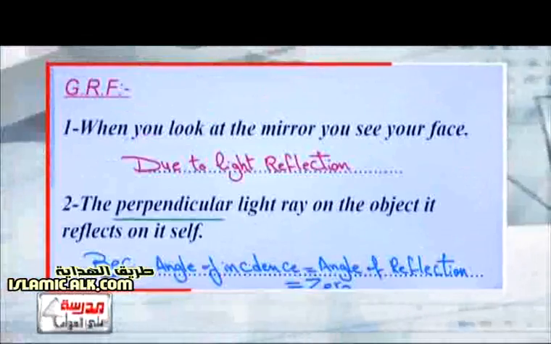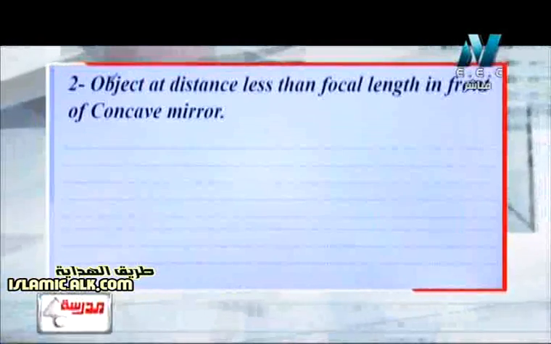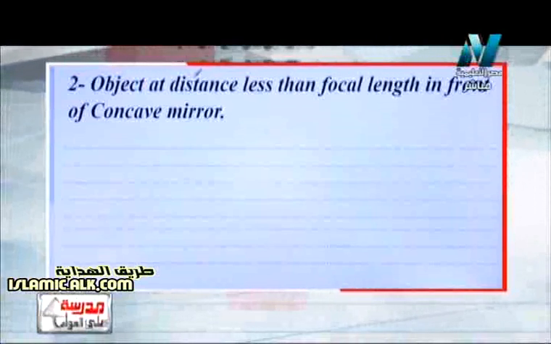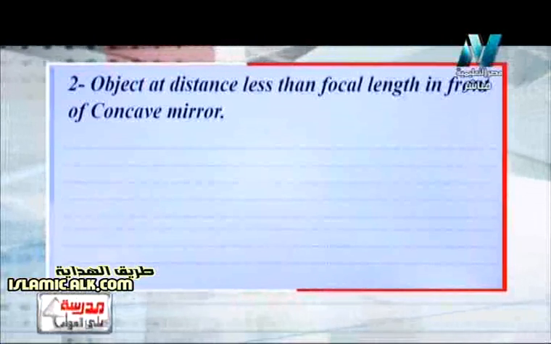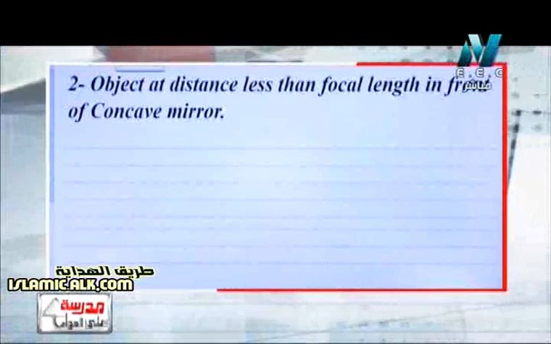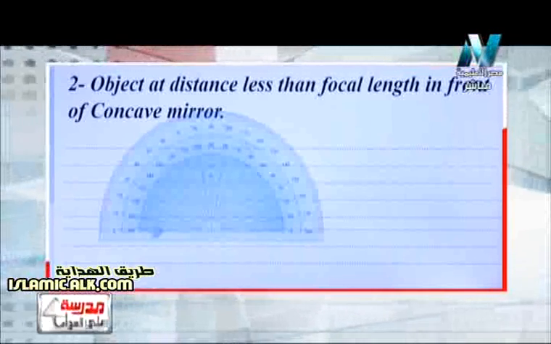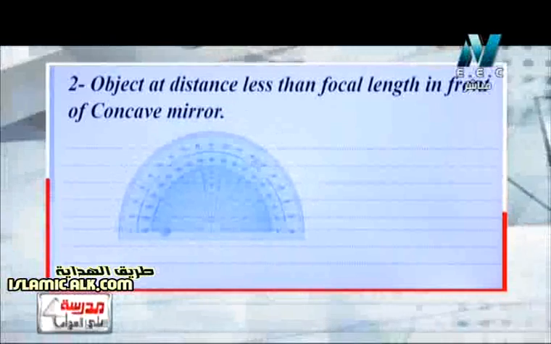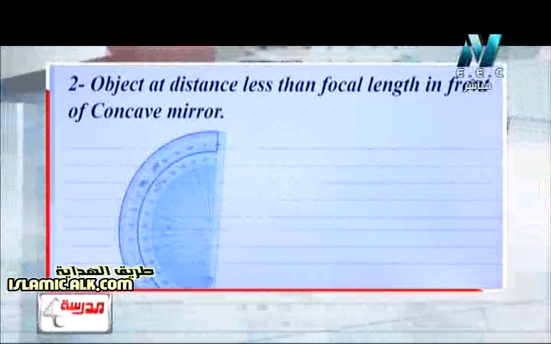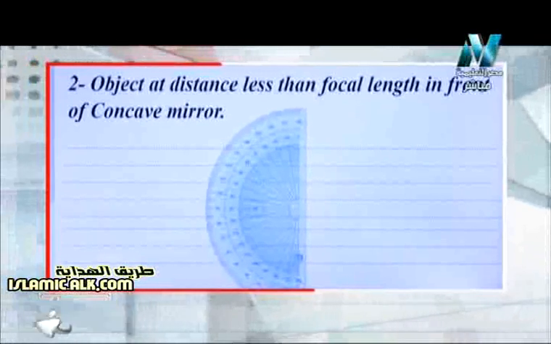Here are the questions we solved, let's go back to the question before it. Object at a distance less than focal length in front of a concave mirror. Here, less than focal length. We have practiced many times in previous episodes how to use the tools to draw spherical mirrors, especially concave, and we also have convex and concave lenses.